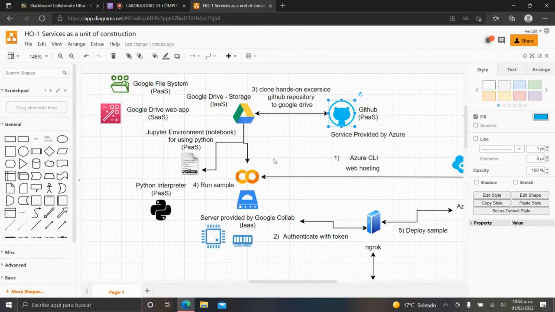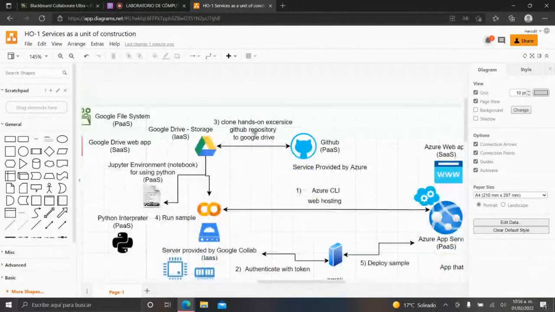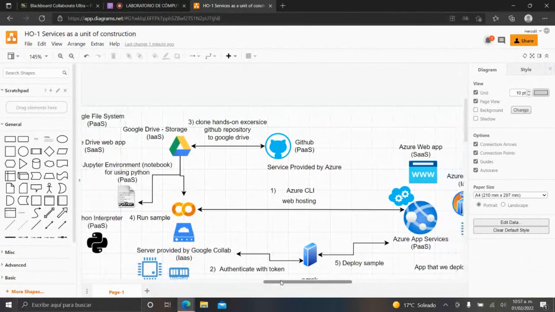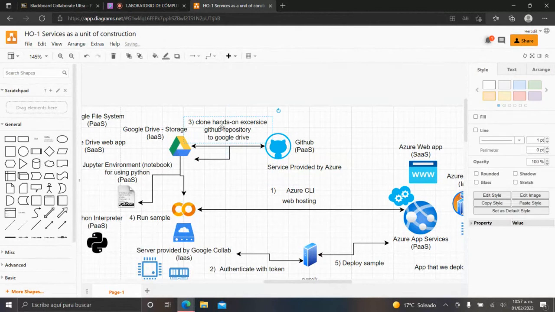I'm sorry, I'm a little bit lost in that. So in GitHub, you have two things: the hands-on code and the code provided by Azure with the web application that we installed. Oh, okay. Oh, so I have to put another arrow. Yes, at some point, how do I do this?